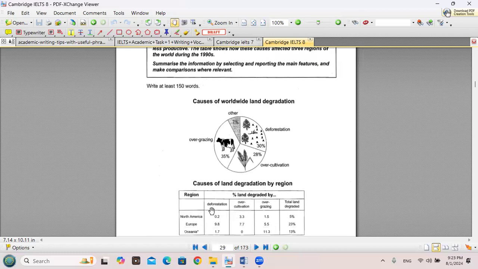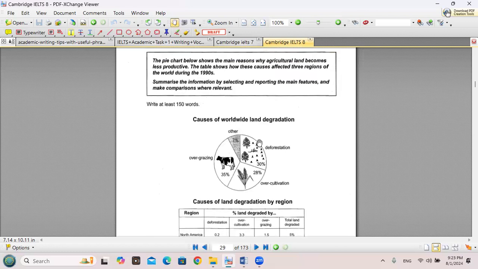Oceania refers to Australia, I guess, as much as I remember. You got it? I'm not sure. So I have this one. Affected, you can replace with impacted or influenced. 3 regions, you can write the regions themselves, North America and so on. Causes, you can replace with reasons. How, you can replace with the way. During, you can write in the 1990s. So this is a way to rephrase it.